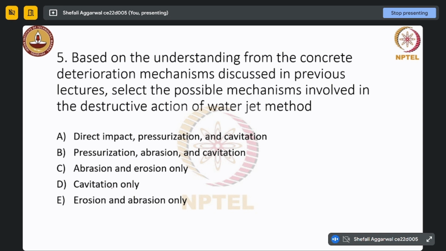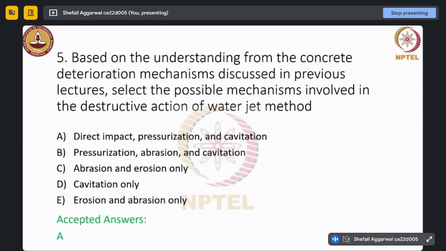Someone said cavitation only. Sorry, I think option A will be more appropriate. Option A: we are having direct impact, pressurization, and cavitation. Yes, right. Okay. People are saying A. A is the correct answer.